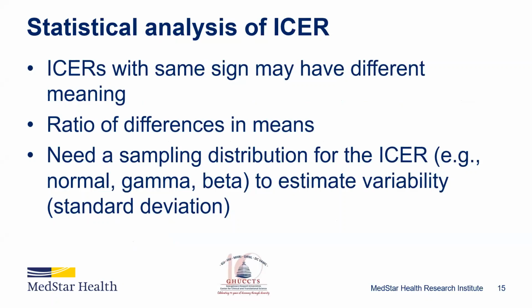So when it comes then to doing statistical analysis of the ICER, what are we going to actually do here in terms of the analysis? It turns out, of course, if you look at the formula for an ICER, that it's basically a ratio of differences in means. So we might have ICERs that could have the same sign, but they would have different meanings, different interpretations. So what we're going to need to do is find a sampling distribution for the ICER.